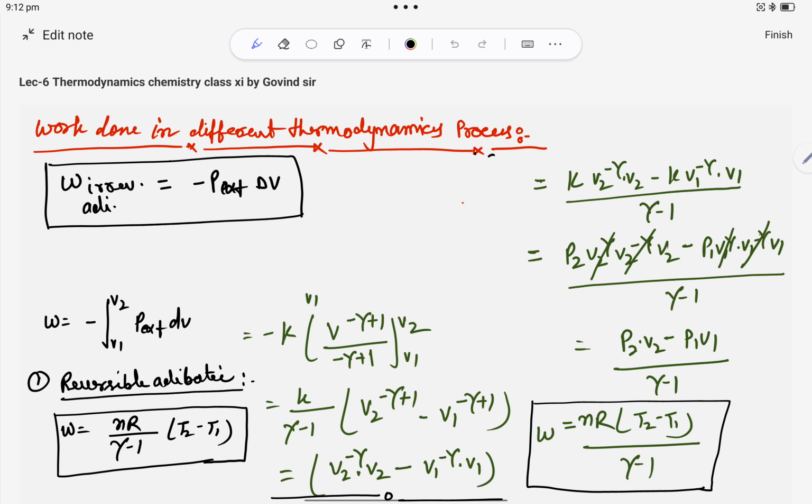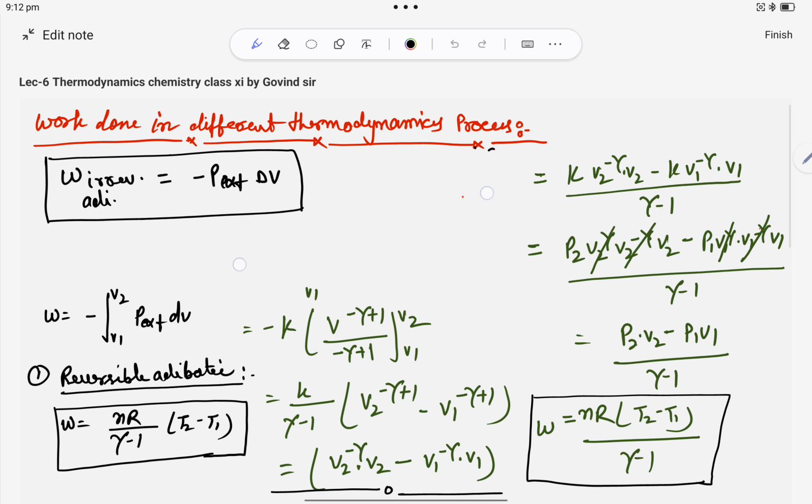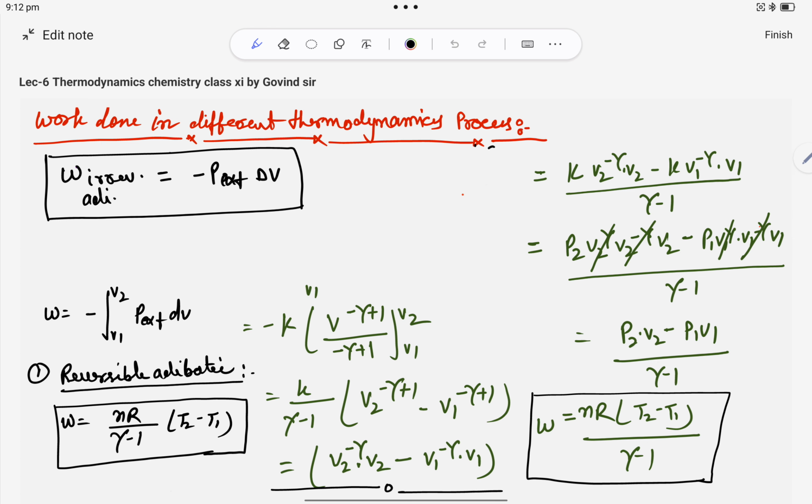Up to the last video, we have completed this process, which is on your screen: work done in different thermodynamic processes. For the adiabatic process, we have discovered the work done. This is for the irreversible adiabatic process work, and this is for reversible. Yesterday I discussed this completely.